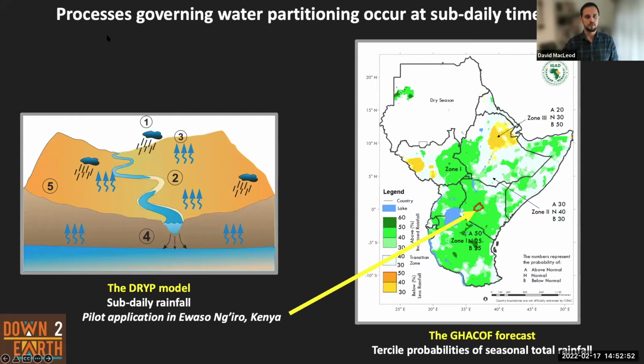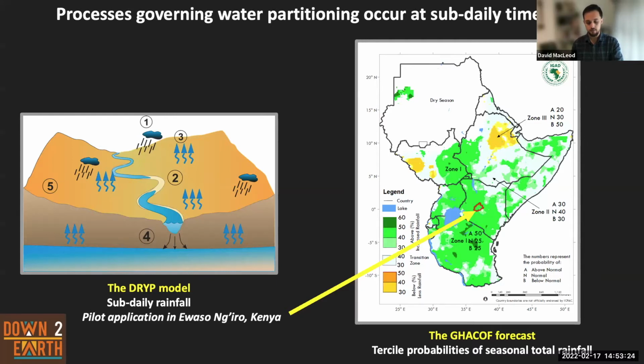So let's talk about that. As Michael's outlined, we know in drylands the processes governing water partitioning occur at sub-daily timescales, and in cases even sub-hourly timescales. Research shows that in order to correctly simulate that partitioning of rainfall into soil moisture or stream flow, you need to represent those processes, and you need to have input data to your model which is at sufficiently high temporal resolution.